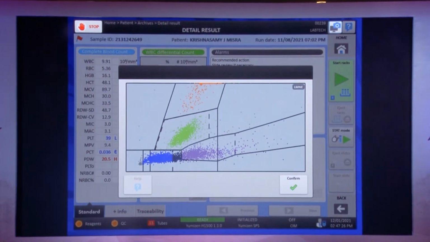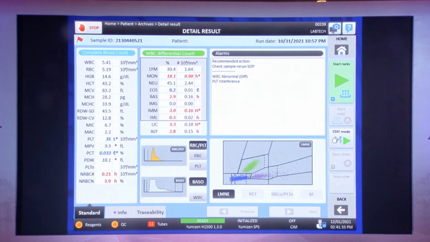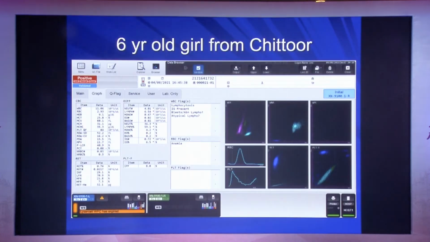Lymphocyte monocyte merger is possible. So, HFLC is not unique to fluorescence lymphocyte, Mindray or to XN. It can be possible with other analyzers.